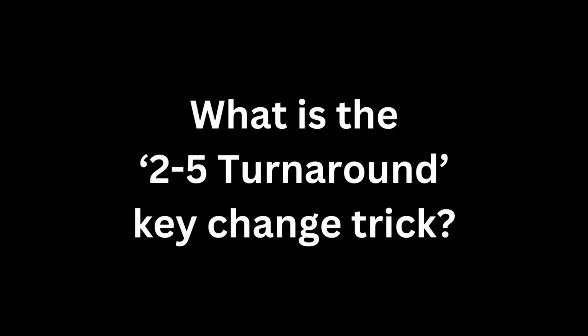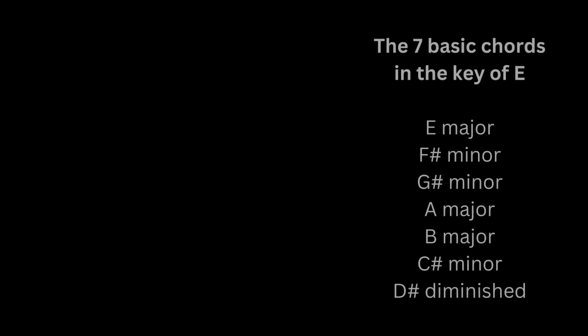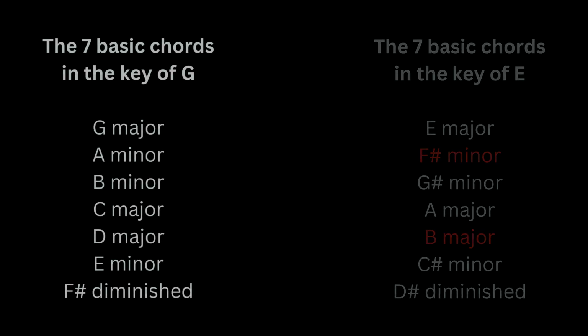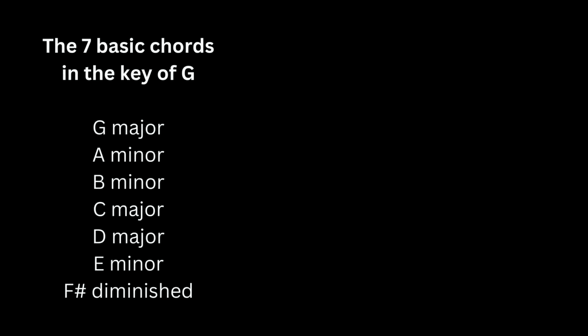You remember that I said most pop songs today just use the same 6 or 7 basic chords from whatever key they're in? Well, here are the 7 basic chords in the key of E. Take a careful note of chords 2 and 5 because we're about to use them for the 2-5 turnaround. Paul played the song Yesterday using G shapes on the guitar, and here are the 7 basic chords that you would find in that key. If Paul had written Yesterday using only the basic 7 chords, these are the only ones he would have been able to use.